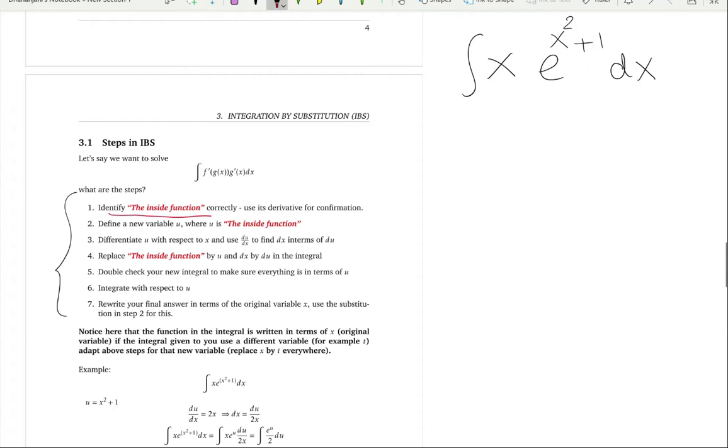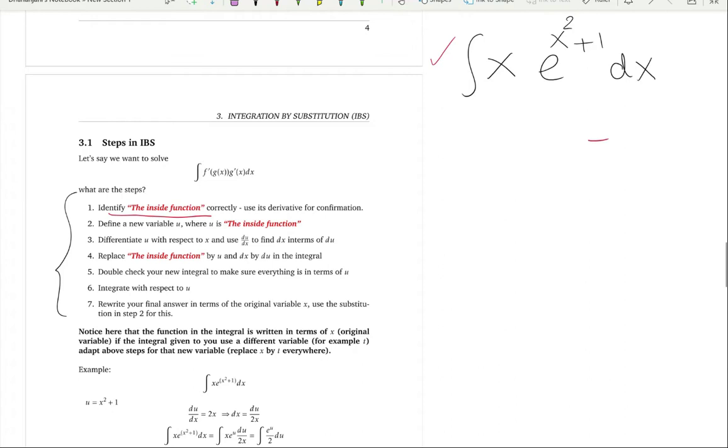What is the inside function here? Well, it looks like x squared plus 1. Identify it. Then use its derivative to confirm whether we can use integration by substitution here or not. So what is the derivative of x squared plus 1? It's 2x. Do we have 2x? Well, we don't have 2, but we have x. So that's okay. We can be off by a constant multiple, right? So yes, we can use integration by substitution here. Alright, so that's good. Then go to the second step.